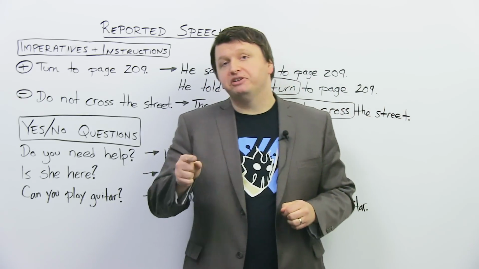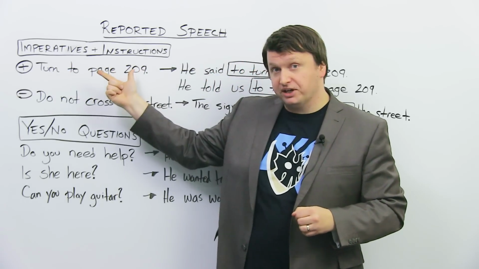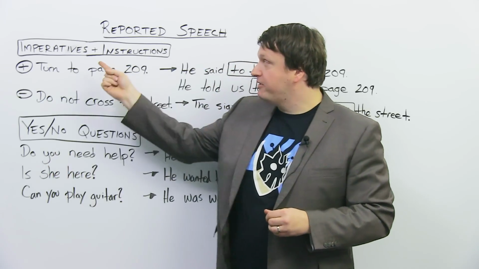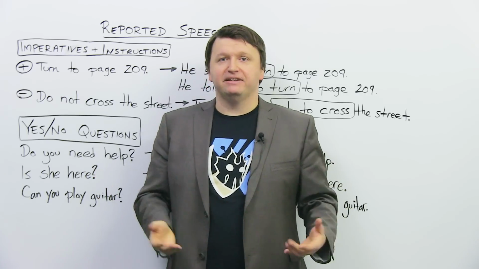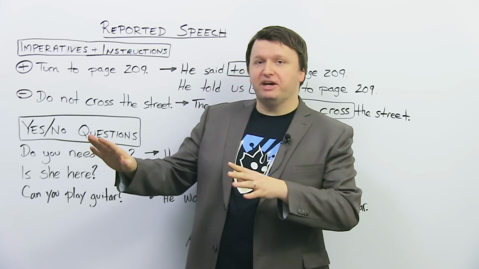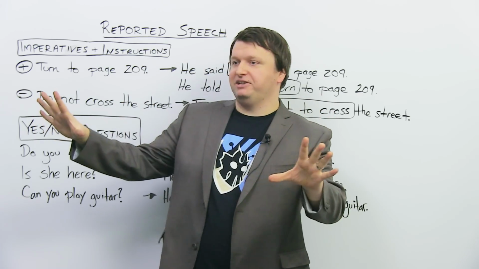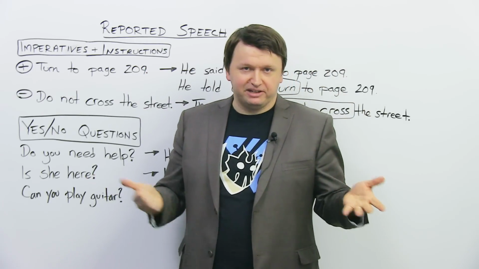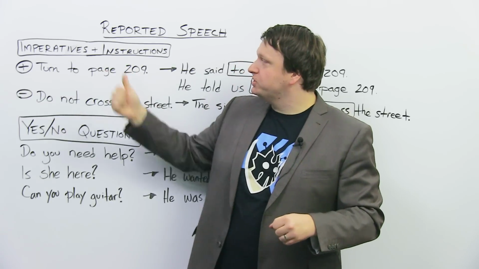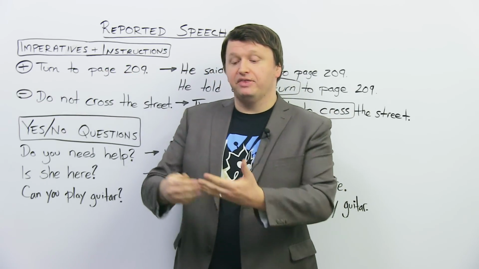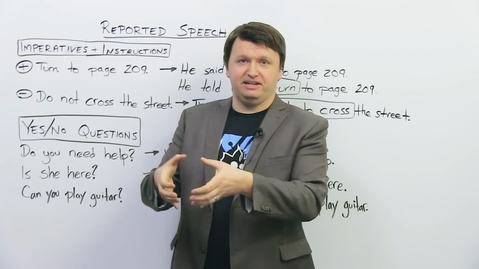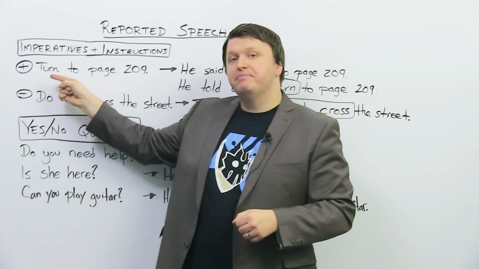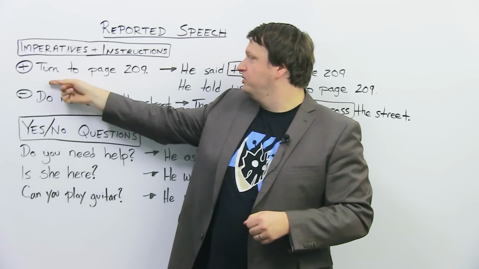So today, I'm going to tell you how to report imperatives and instructions and how to report yes and no questions. So imperatives. What's an imperative? It's a command. Stop. Don't do that. Don't go there. Study a lot of English if you want to improve, whatever it is. And instructions, commands. These are very similar things. But an instruction could be something you read on the back of a box of cookies and how to bake them, for example.